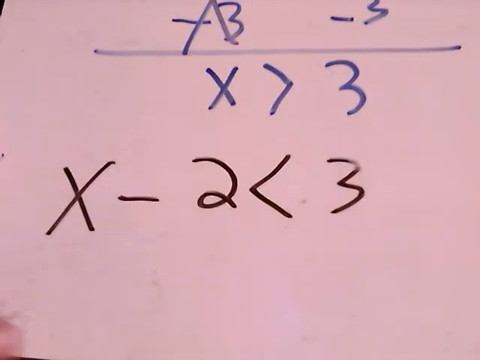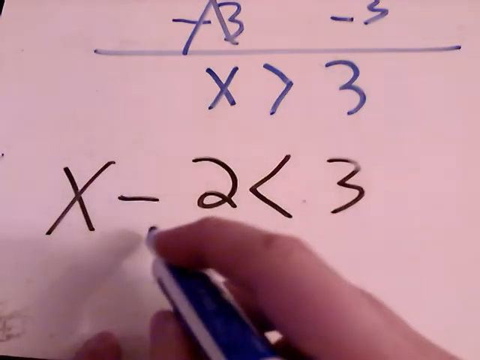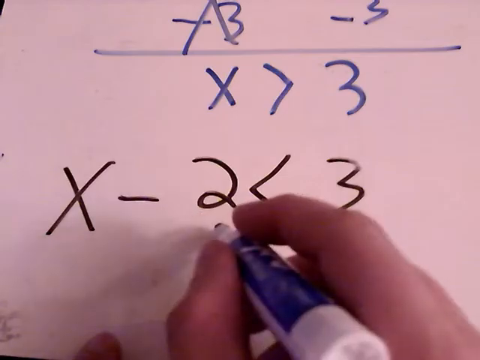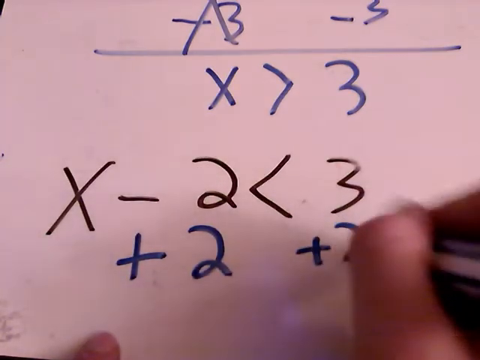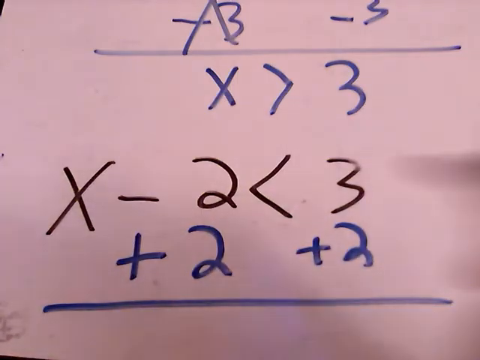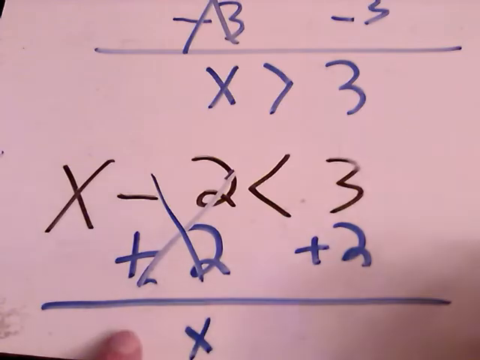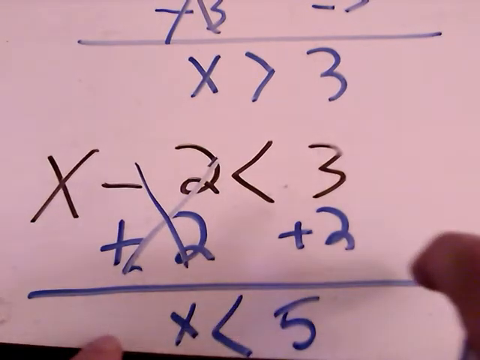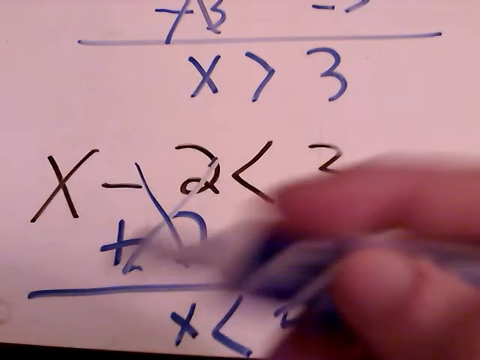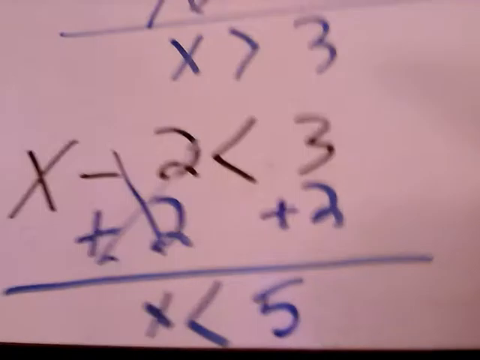Alright, so x minus 2 is less than 3. Same thing. We have an x minus 2. To get rid of that, remember we use the opposite. So the plus 2 and minus 2 cancel out. The x goes down here. We have a less than sign, and then it's 5. So once again, any number less than 5. And since it's just less than, that means 5 is not included. So make sure to know that.